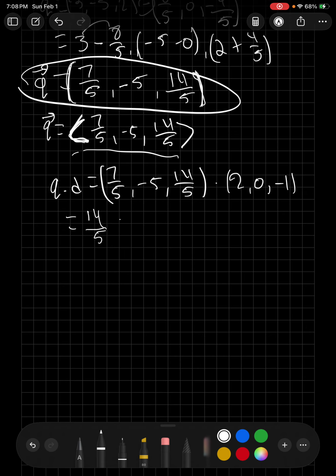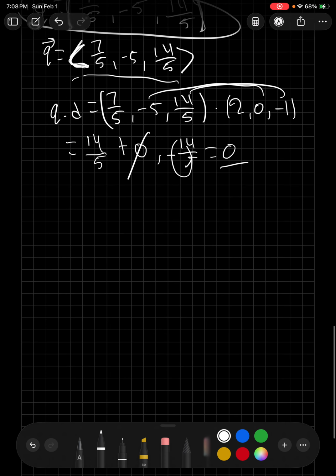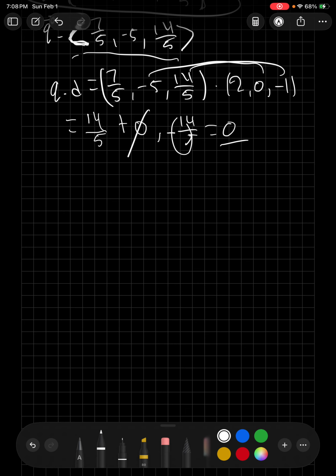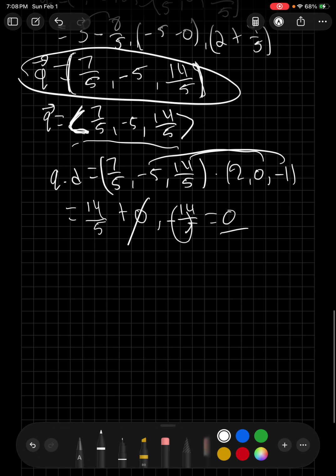Okay, and then again, just multiply components together: 14/5 plus 0, and then negative, and you distribute the negative over 5. If you add all that up, you can ignore that middle term, 14 minus 14, and that gives you 0. 0 means it's orthogonal. So that is a quick way to check if your answer is correct.